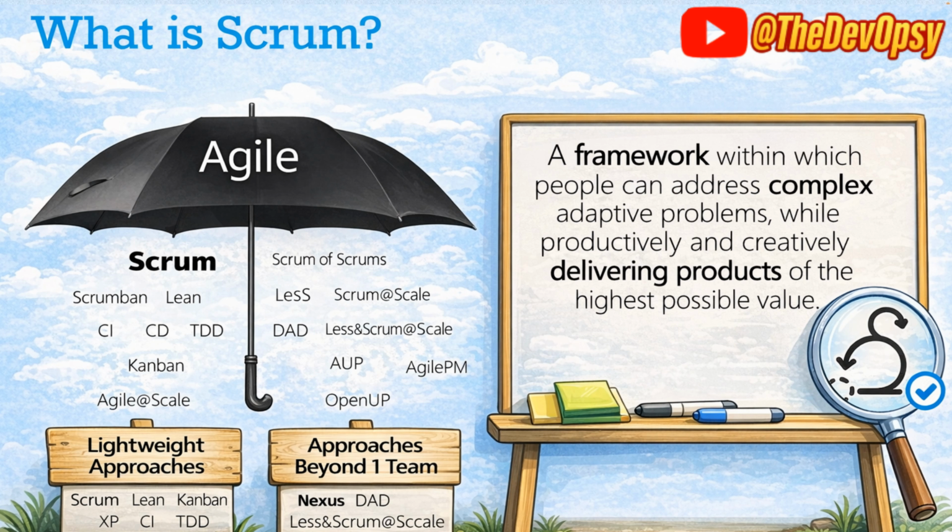A framework within which people can address complex adaptive problems while productively and creatively delivering products of the highest possible value. So that's what Scrum is. We'll talk more about it. This is a kind of textbook definition here, but we'll go through the whole life cycle of that Scrum and we'll talk about it.